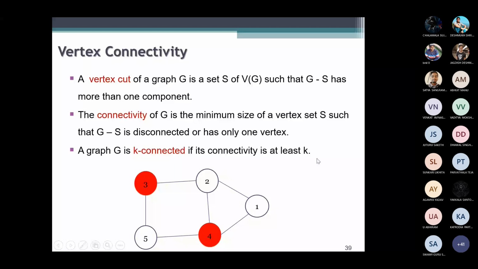So for the time, we just keep in mind the definition of vertex cut. So basically, it's a subset of vertices, deletion of which creates more than one component, or it has at least one vertex.